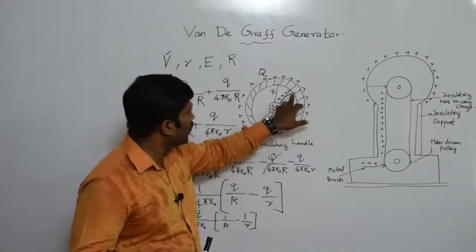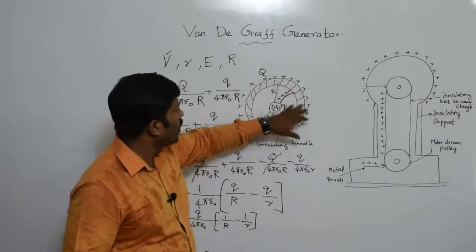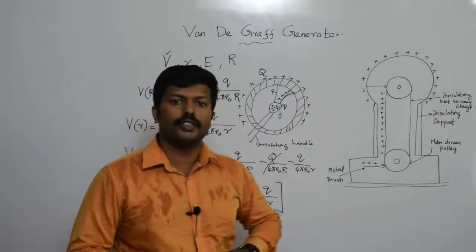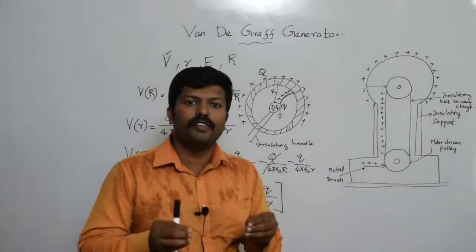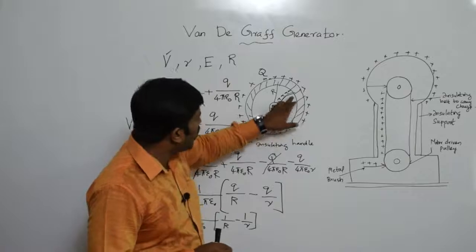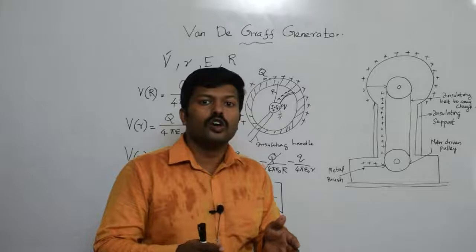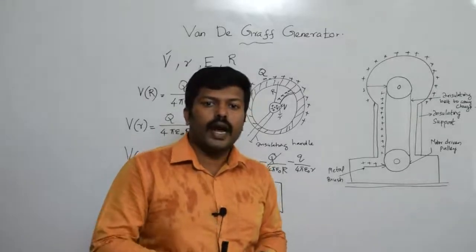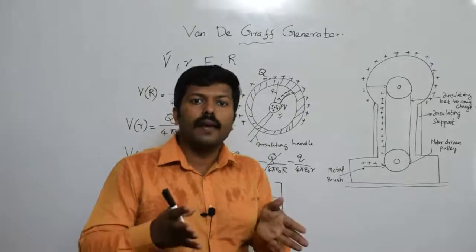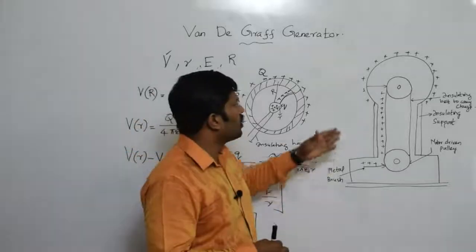When I am connecting a conducting wire from the small sphere to the larger sphere, what is happening? The positive charges will go to the larger sphere and accumulate over there, thereby creating large potentials, and this is the principle by which a Van de Graaff generator works. I am connecting a conducting wire to carry the charge from the small sphere to the larger sphere. That is necessary. So if I find some setup so that I can transfer the charge from one place to another, I can generate a large potential. And that is the principle behind which the Van de Graaff generator works.